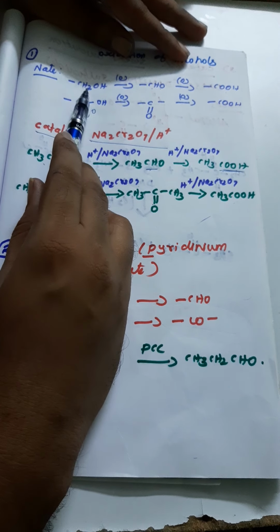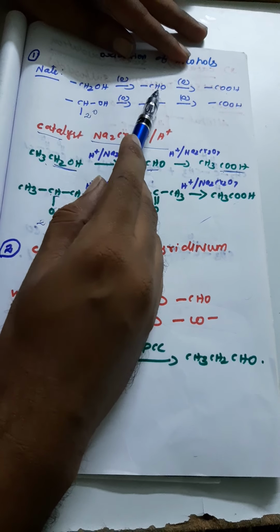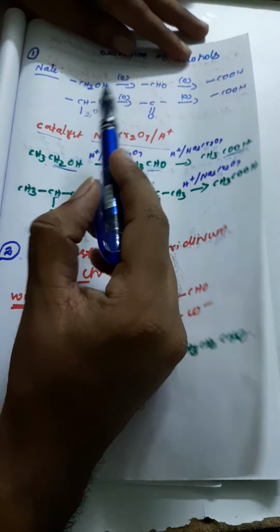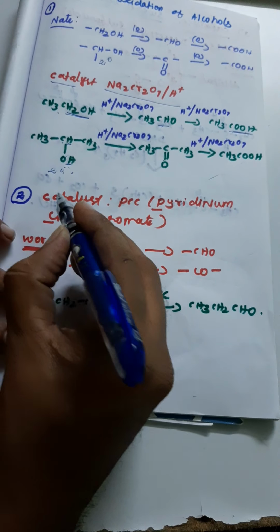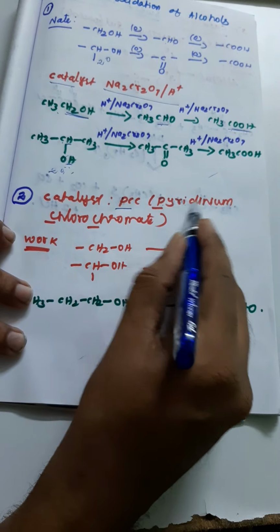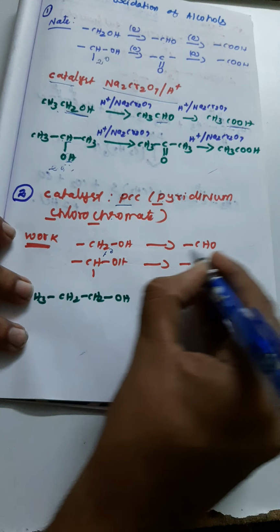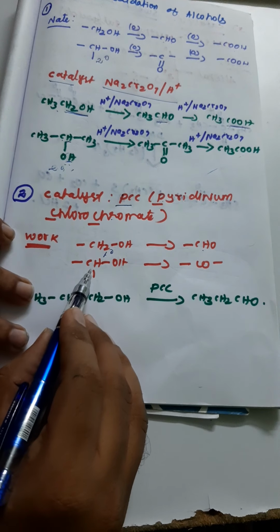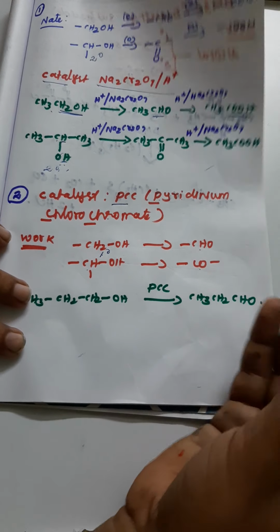So here primary alcohol to acid, secondary alcohol to acid. Here the intermediate is the aldehyde, here the intermediate is the ketone. So you can use another catalyst, that is PCC, pyridinium chlorochromate. The work of this catalyst is to convert the primary alcohol to aldehyde and the secondary alcohol to ketone. It does not proceed further to acid.